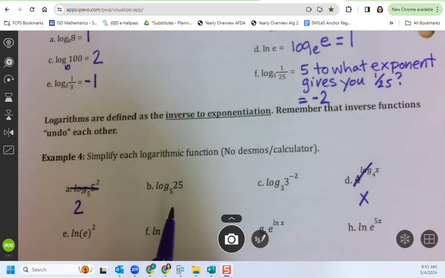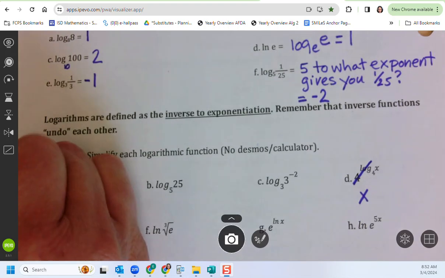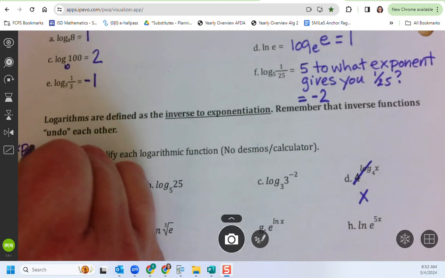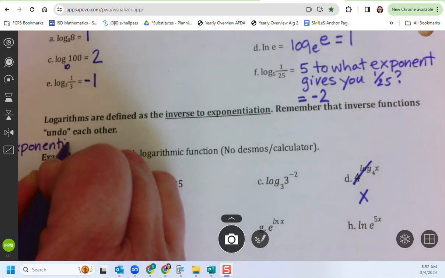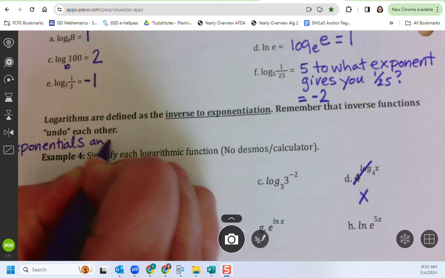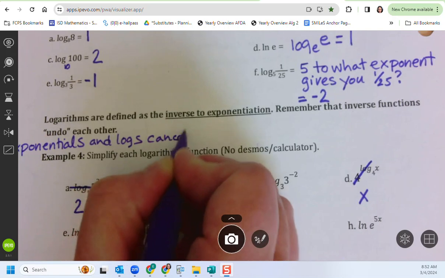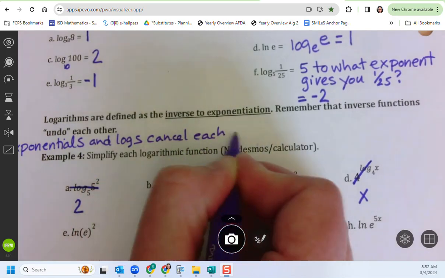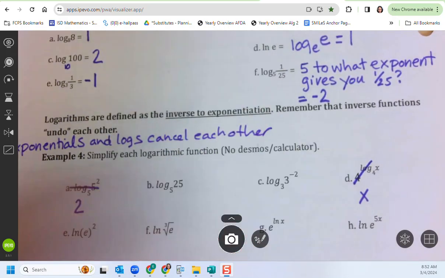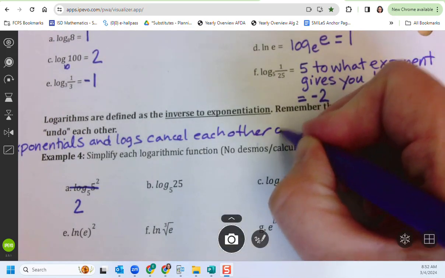Okay? So exponentials and logarithms can cancel each other only if they have the same base. I'm going to write that down. Exponentials and logs cancel each other only if they have the same base.